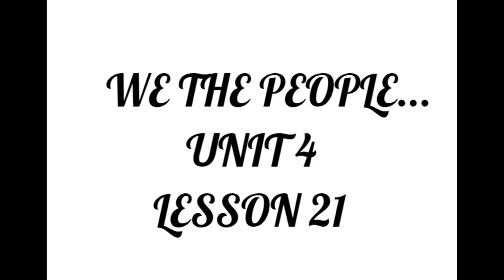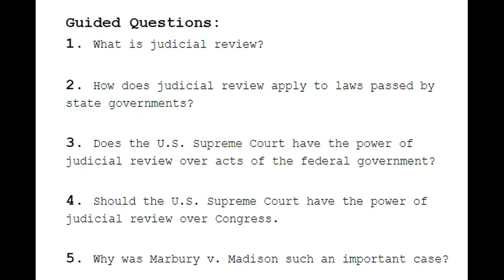We the People, Unit 4, Lesson 21. The guided questions in this lesson are: 1. What is judicial review? 2. How does judicial review apply to laws passed by state governments? 3. Does the U.S. Supreme Court have the power of judicial review over acts of the federal government? 4. Should the U.S. Supreme Court have the power of judicial review over Congress?